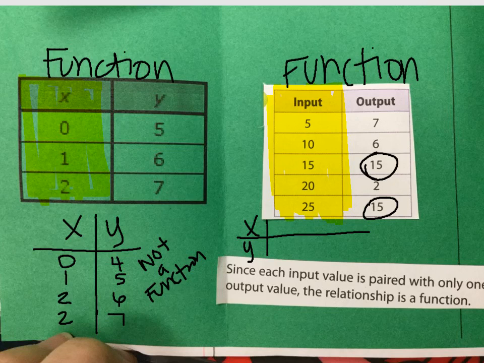Since each input value is paired with only one output value, the relationship is a function. This is important vocab. So put a box around this. Each input value is paired with only one output value. That means it's a function. Each input is an x. Only one output, that's your y. Okay, you guys can make this look nicer. Obviously, I'm doing it on a video.